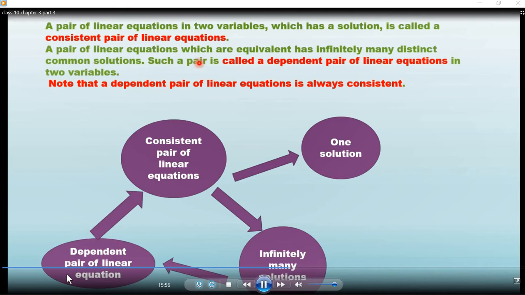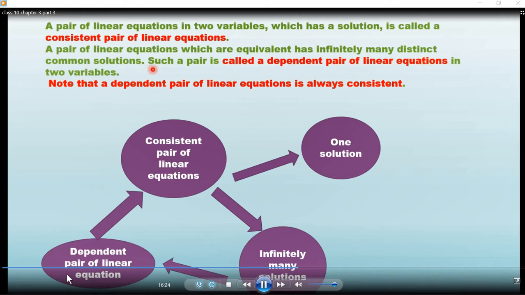A pair of linear equations which are equivalent. In which case did we have an equivalent pair of equations? In the second case. What was the case about? It was about the two girls, Romila and Sonali, going to the stationery shop. And you found in the graph there was only one line. It means the two lines had coincided. Such equations are called equivalent, and for them we have infinitely many solutions.